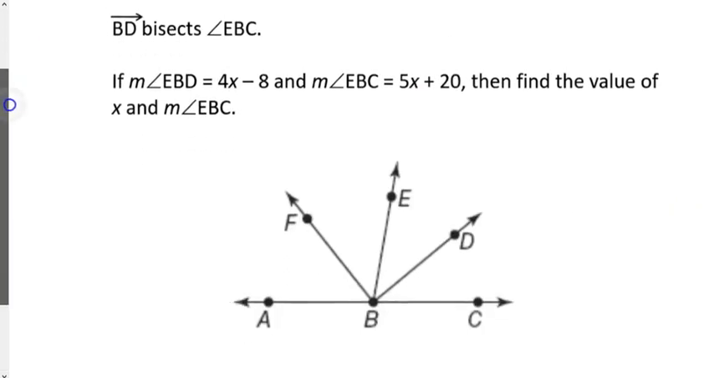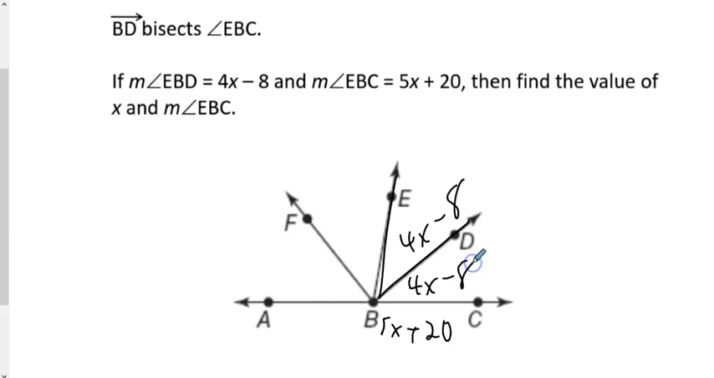All right. Same idea, same drawing, different part. EBD this time is 4x minus 8. So EBD, which is right here, 4x minus 8. EBC, the whole thing, is 5x plus 20. So I'm going to put that down here. Well, remember, this has to be the same because it's a bisector. So therefore, I'm just going to start off with 2 times 4x minus 8, like we did before, equals 5x plus 20.